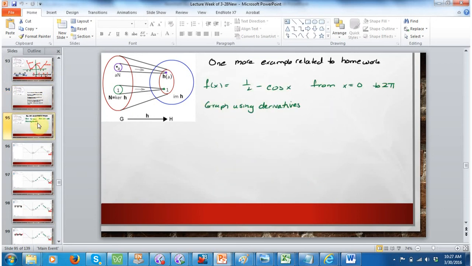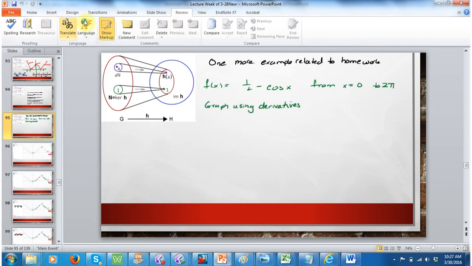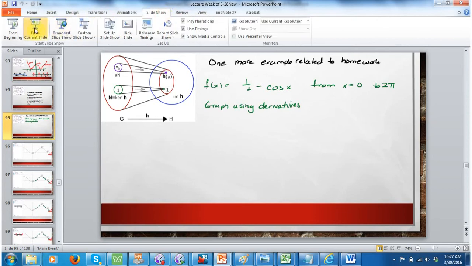And I'm going to do one more problem. This is related to a homework problem, and it gives you more insight into how these work.